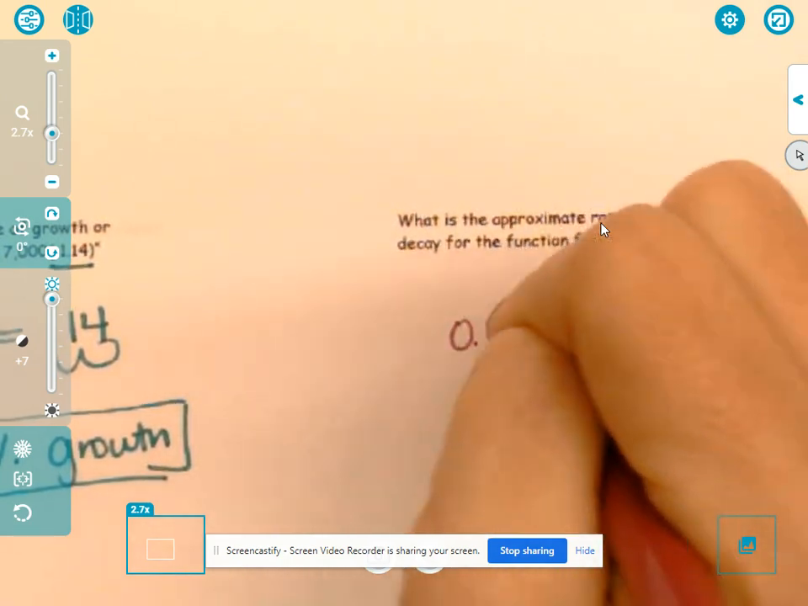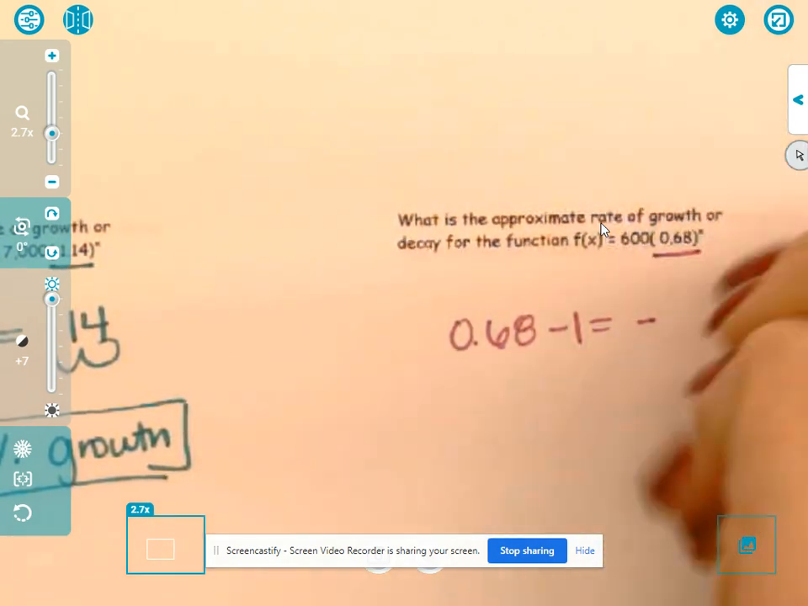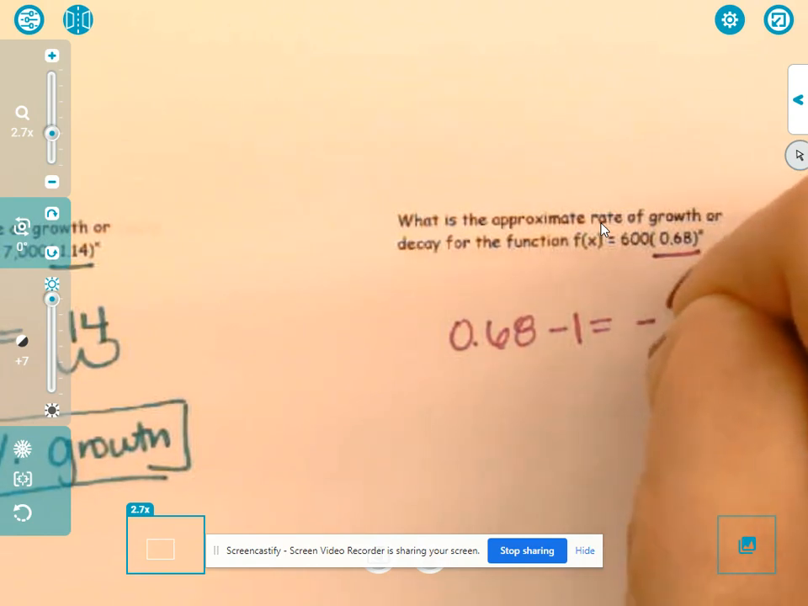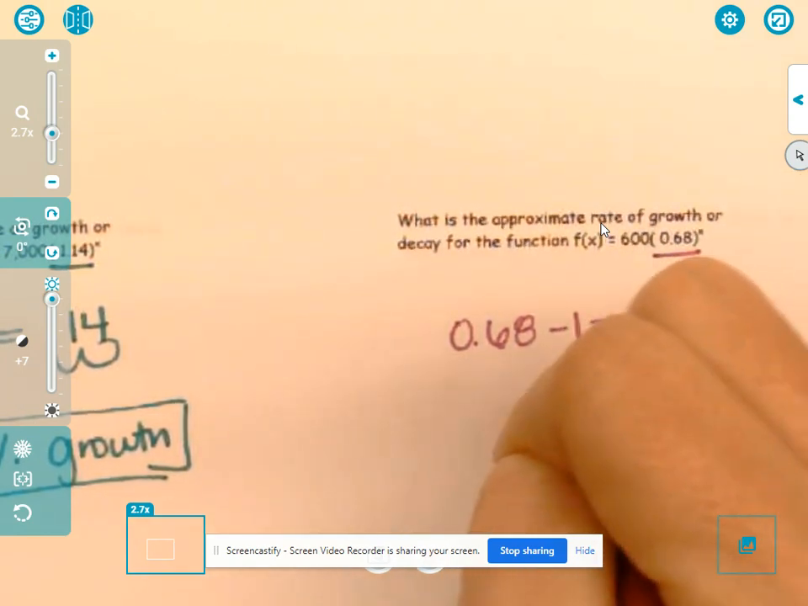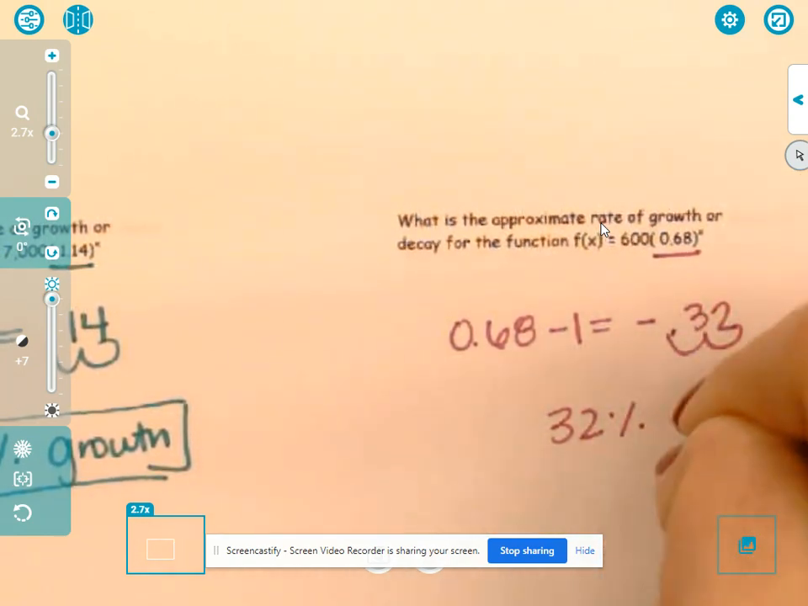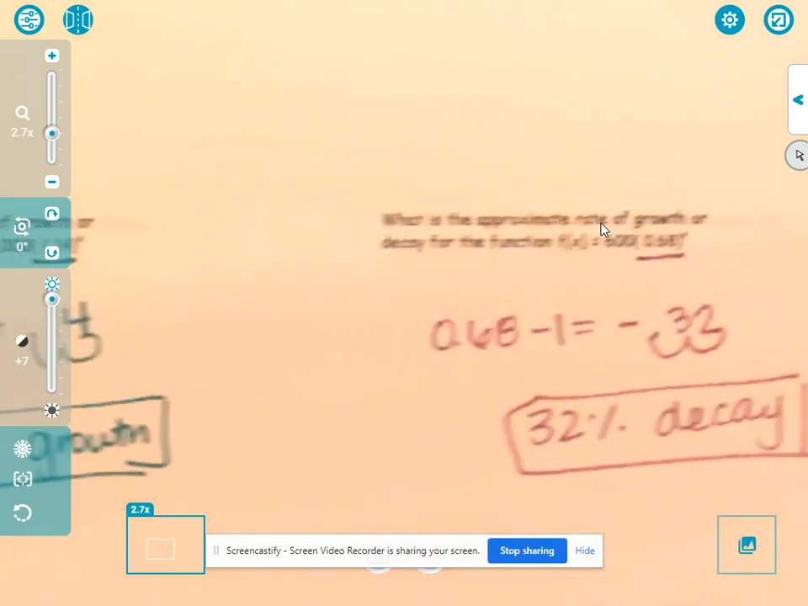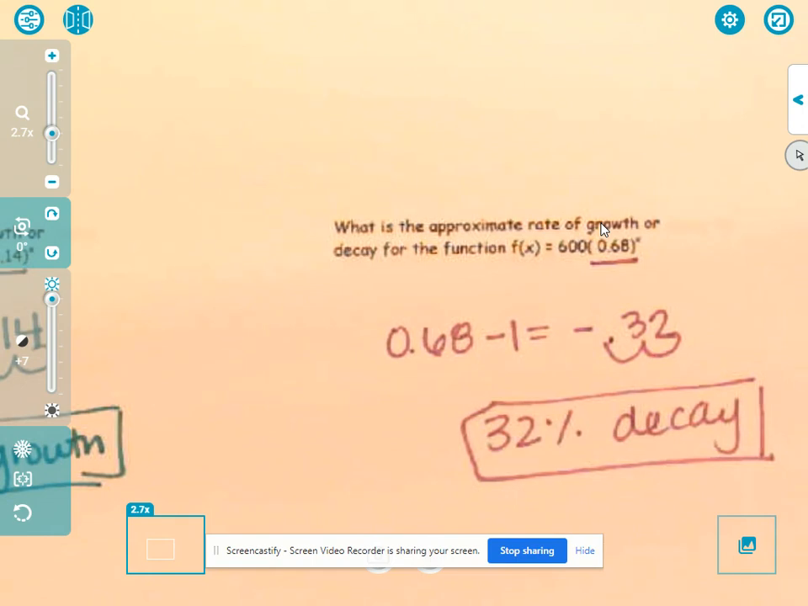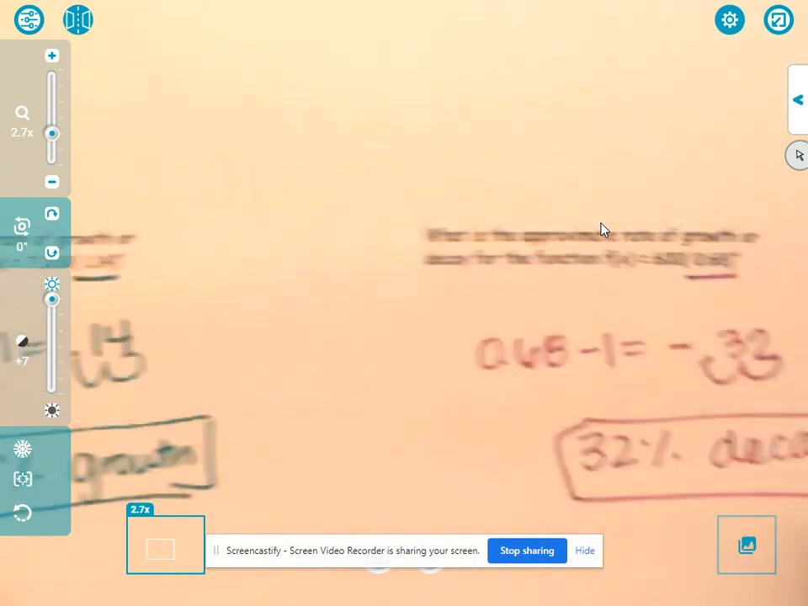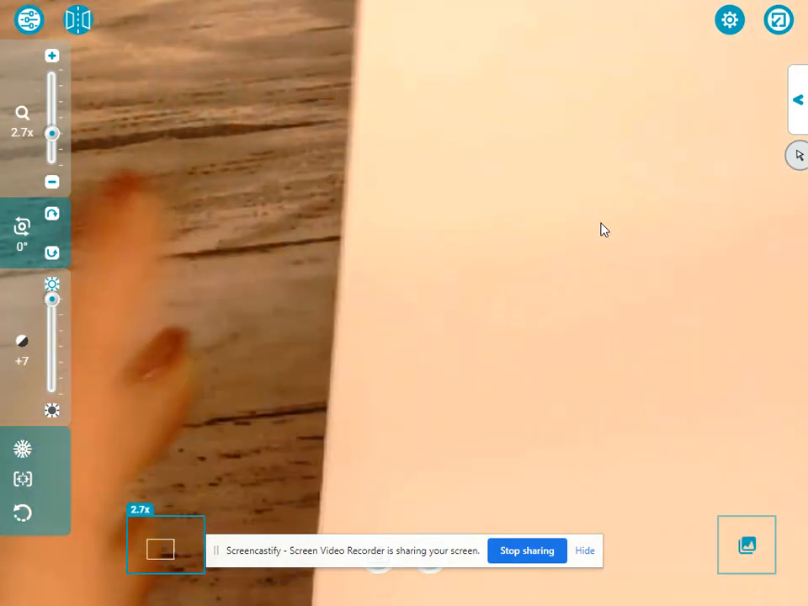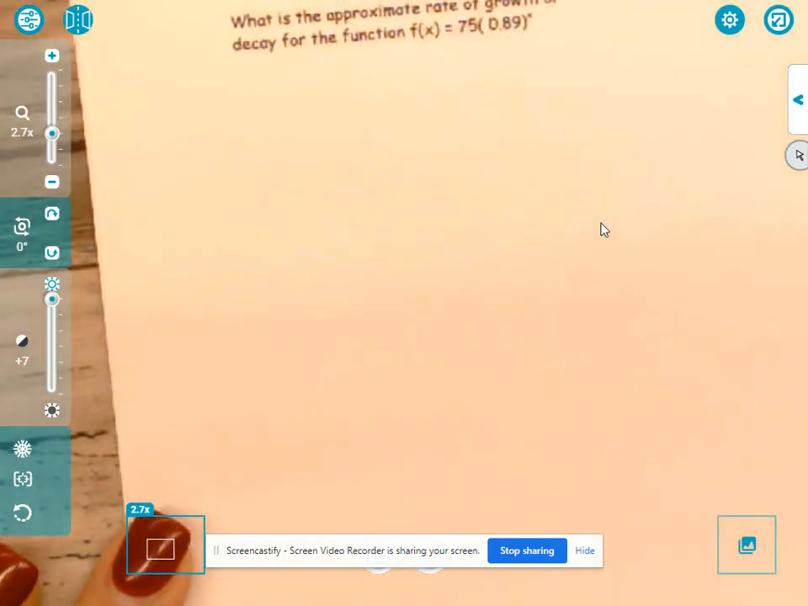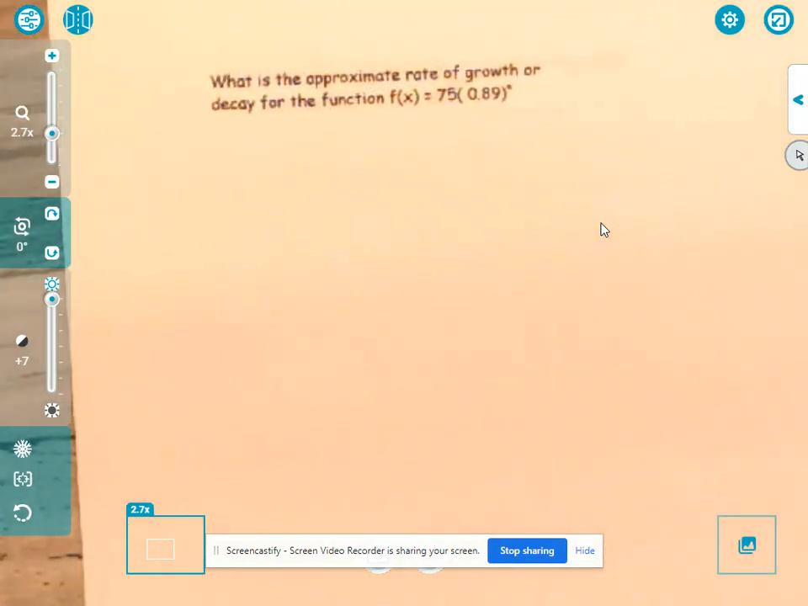Okay, and then 0.68. So immediately less than 1, you can tell me that it is decay. So when I subtract that, that's going to be negative 0.32. I'm going to move it 2 places, so that is 32% decay. So that's just them asking you specifically, given this, what is the rate that you had before they simplified it?